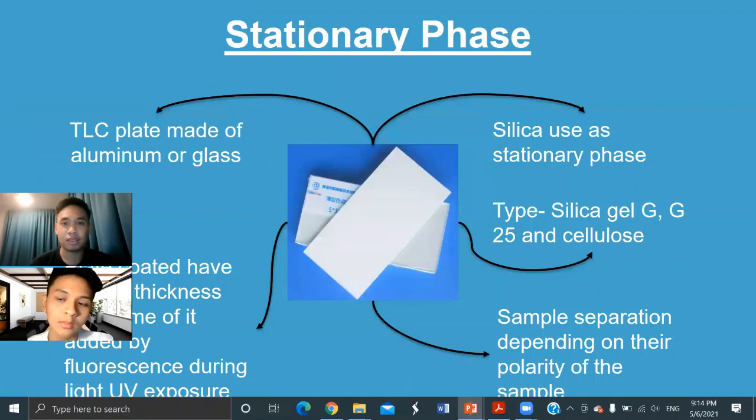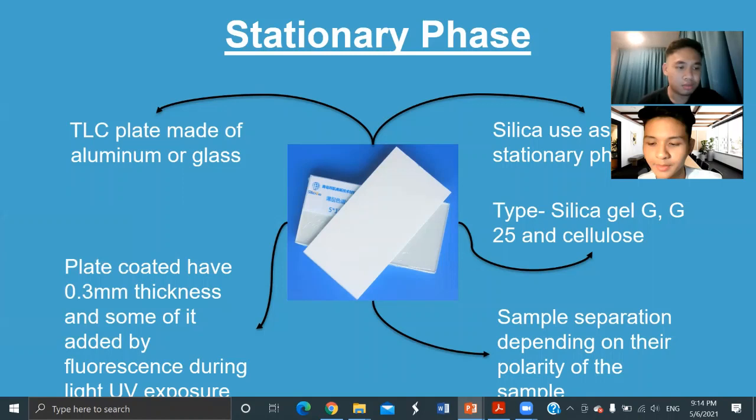Next, first one is the stationary phase. The TLC plate is made of aluminum or glass. The TLC plate will later be put in the chamber, which is the TLC chamber.